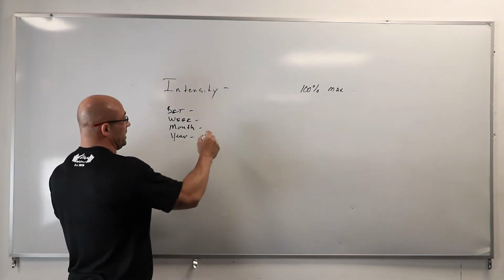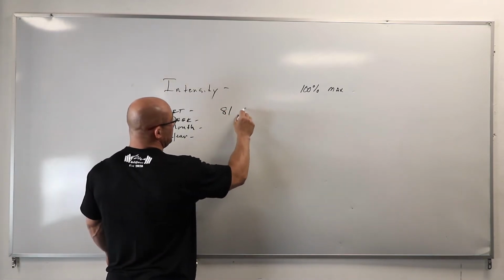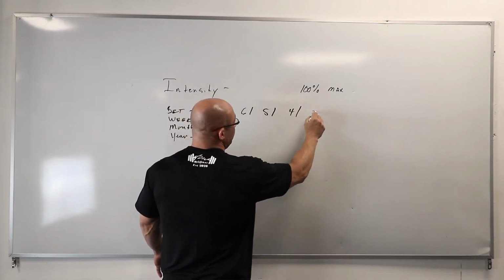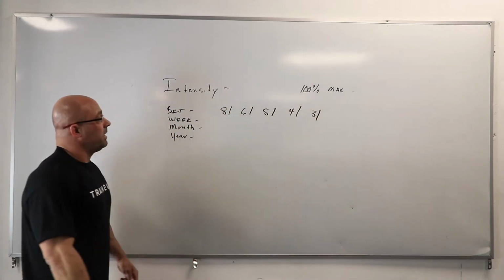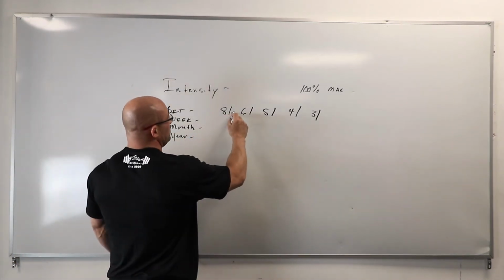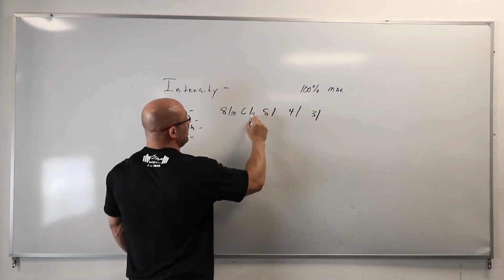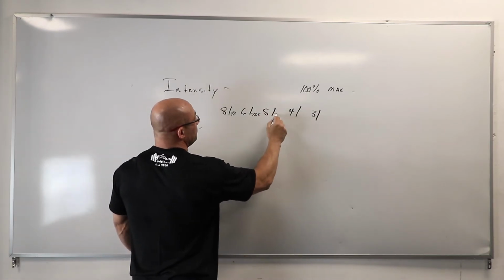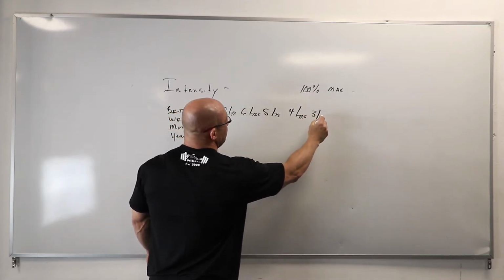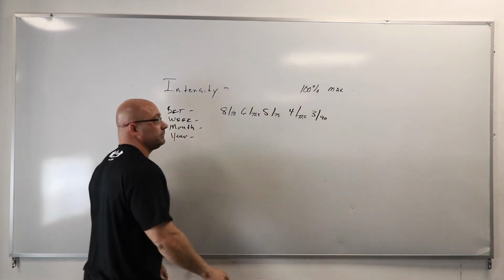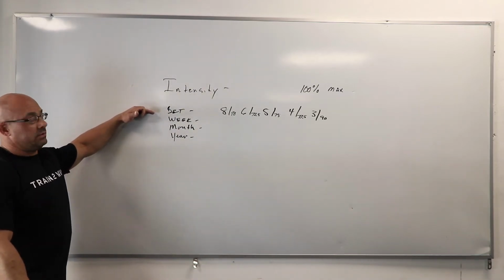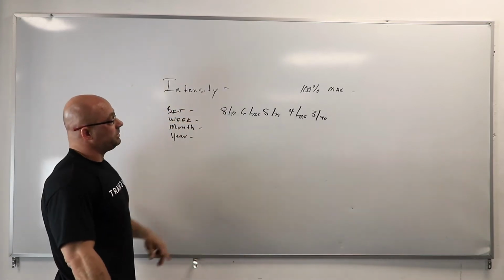So we have a periodization set, say an 8, a 6, 5, 4, and a 3 rep. This intensity may be around 70% of a 1 rep max, 72.5, 75, 77.5, and say a 90. So the percentage in a full-on set can be changed.